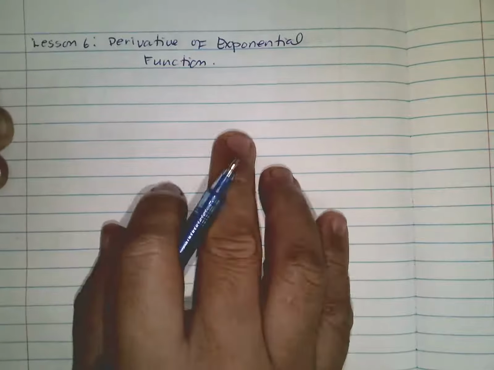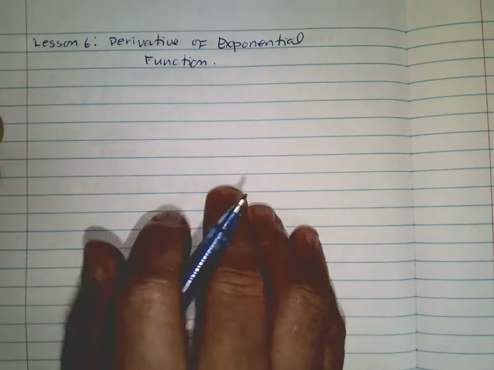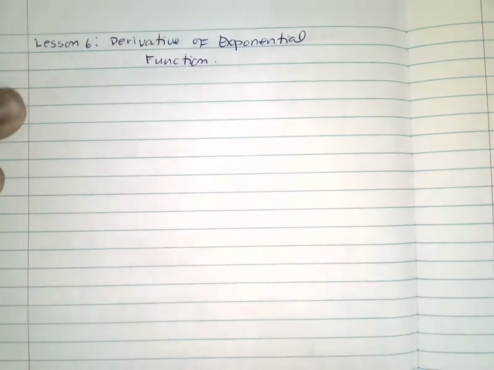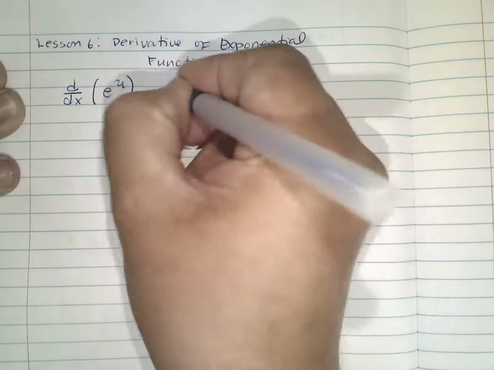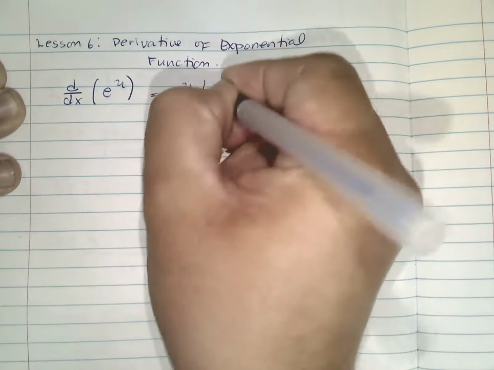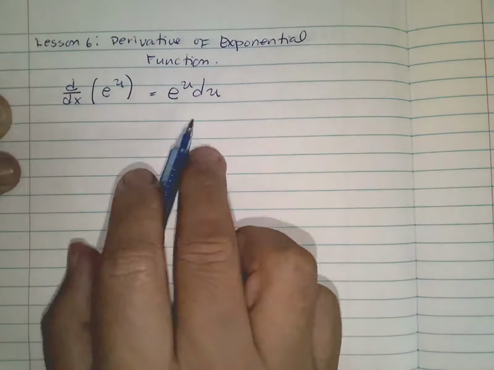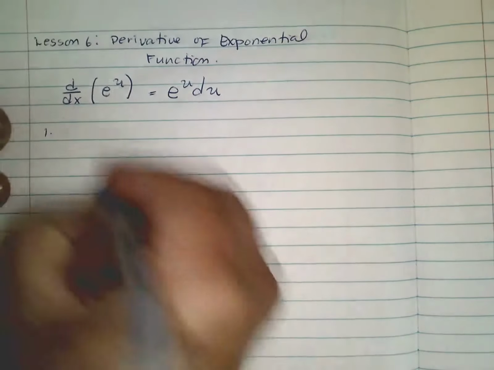Lesson number 6, derivative of exponential function. The formula for the exponential function is very simple. The derivative of e to the u is equal to e to the u du. As simple as that. Let's try example number 1.